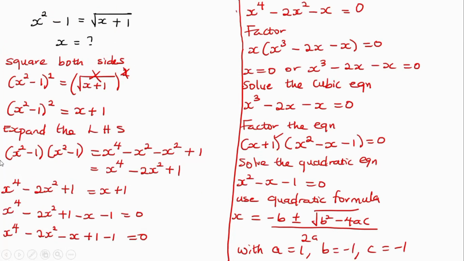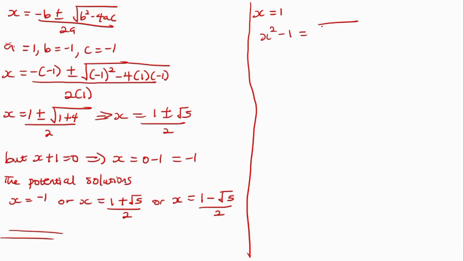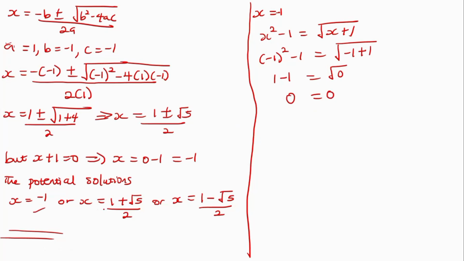So if you want to verify this, you can easily do so. I'm just going to verify for x equal to minus 1. You can simply trace the other values. So for x equal to minus 1, the original equation is x squared minus 1 equal to the root of x plus 1, and x is equal to negative 1. So we have negative 1 all squared minus 1 is equal to the root of minus 1 plus 1. This is going to give us 1 minus 1 equal to the root of 0. So 0 is equal to 0. So this is a potential solution. Now you can try out the others.